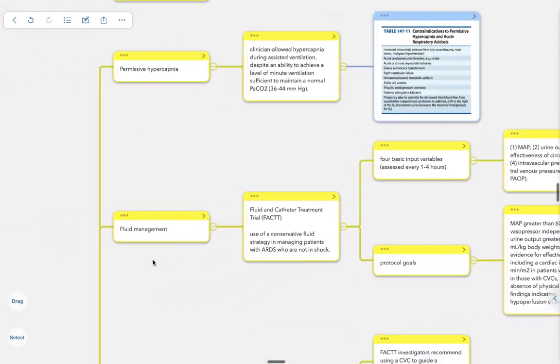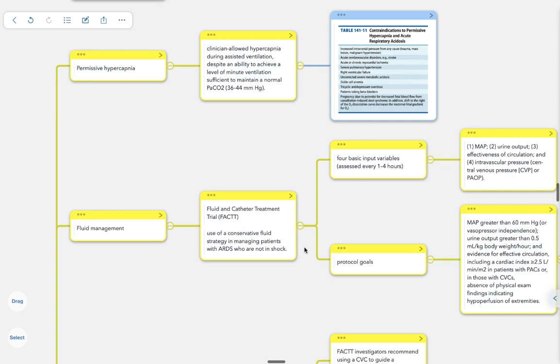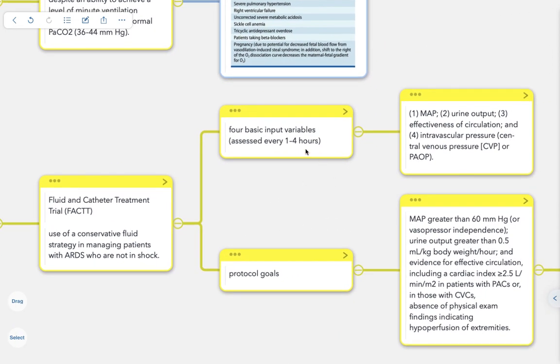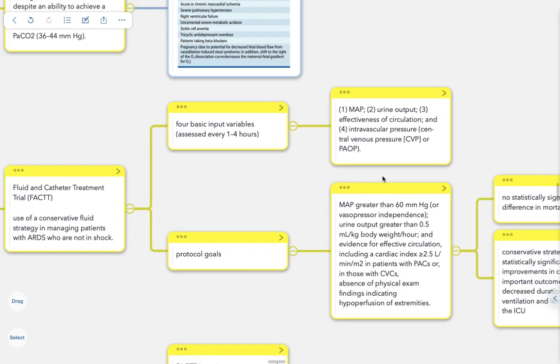Then, apart from that, the second is fluid management. Now, fluid management was basically governed by the FACTT trial, that is the Fluid and Catheter Treatment Trial. This basically recommended the use of a conservative fluid strategy in managing patients with ARDS who are not in shock. This particular judgment was based on four basic input variables which were assessed every 1 to 4 hours. Number one, the mean arterial pressure. Number two, the urine output. Number three, effectiveness of circulation. And number four, intravascular pressure, that is using either CVP or pulmonary artery occlusion pressures.